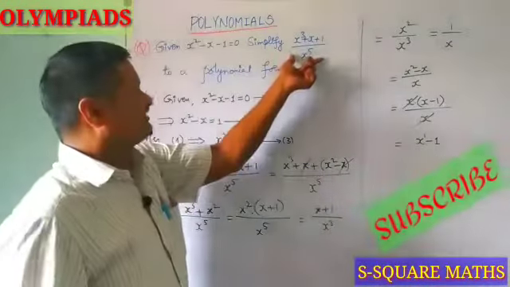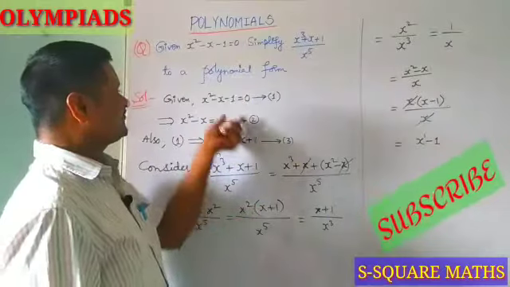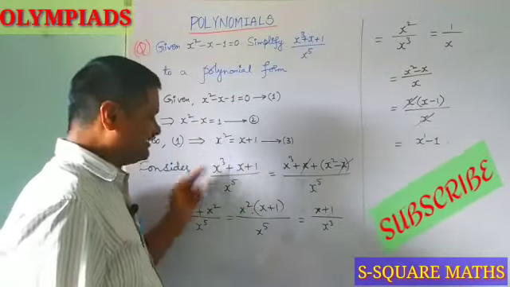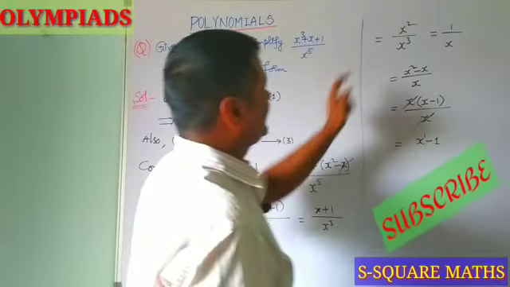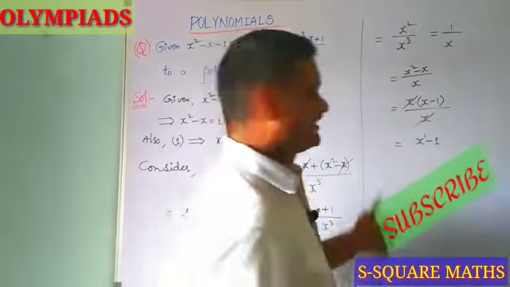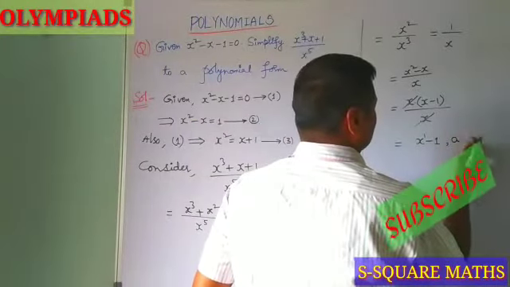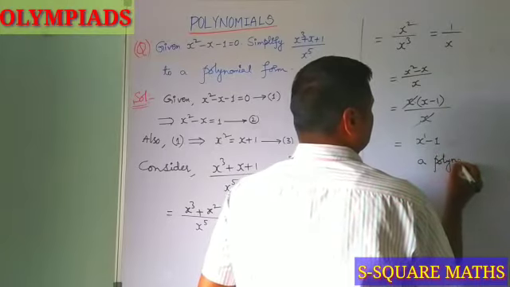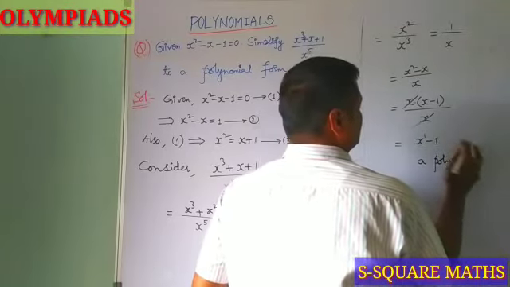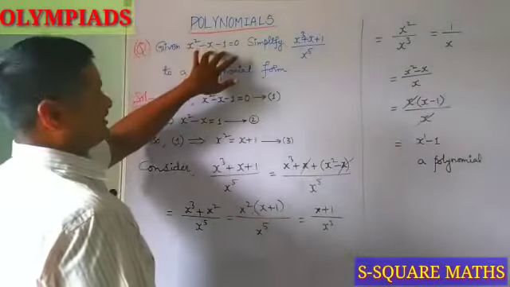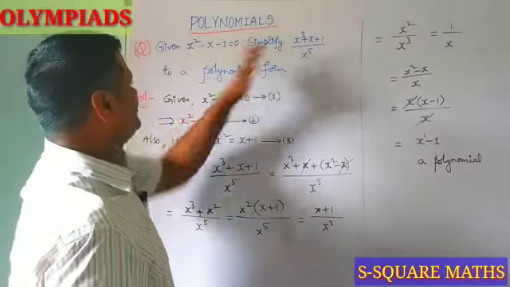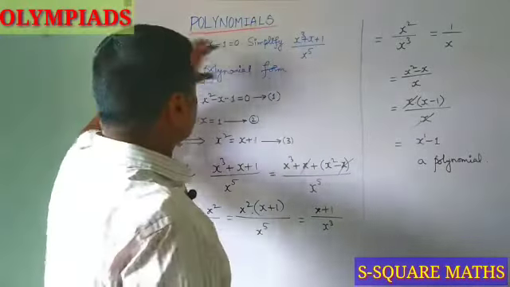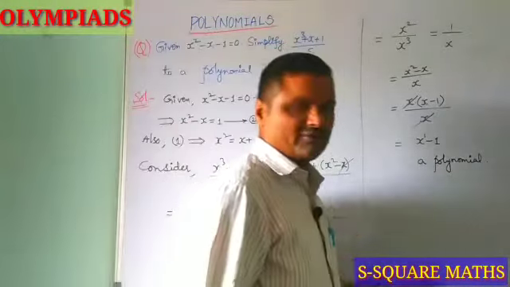So this expression, with the suitable substitutions from x square minus x minus 1 is equal to 0, here like this equation 2 and 3, we have got, after many steps, x minus 1. Nothing but it is a polynomial now. So what is our intention? This is a given one. We have to simplify this expression to get a polynomial form. So this is only an algebraic expression. Now this has been reduced to the polynomial form.